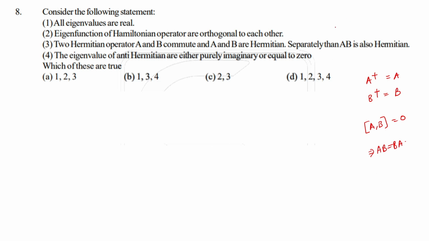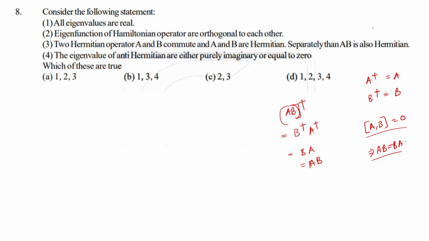So if AB is to be Hermitian, do you know this dagger property, that (AB) dagger is B dagger A dagger? They interchange the position, right? So B dagger is B, A dagger is A. So this is BA. And from the commutator relationship, they have already established that AB equals BA. So BA is nothing but AB. So (AB) dagger is AB, so AB is also Hermitian. So this is also true.